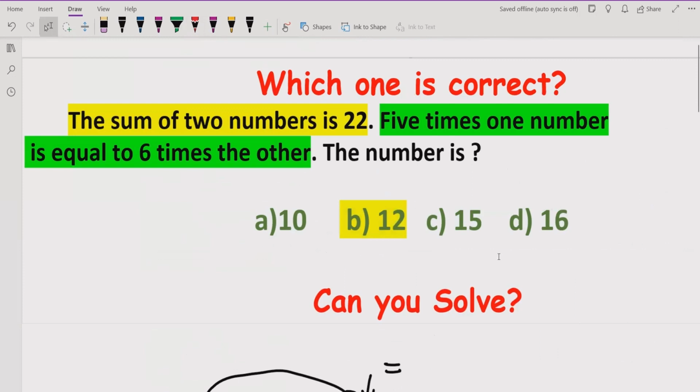I hope you understand how you can solve this type of question in your exam if you have one. This is very simple, but it is tricky.